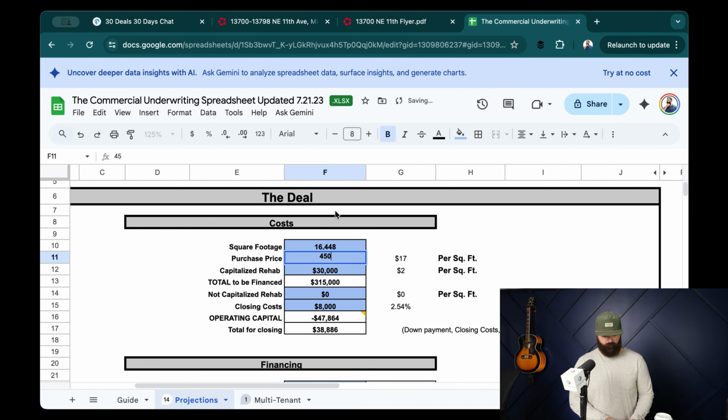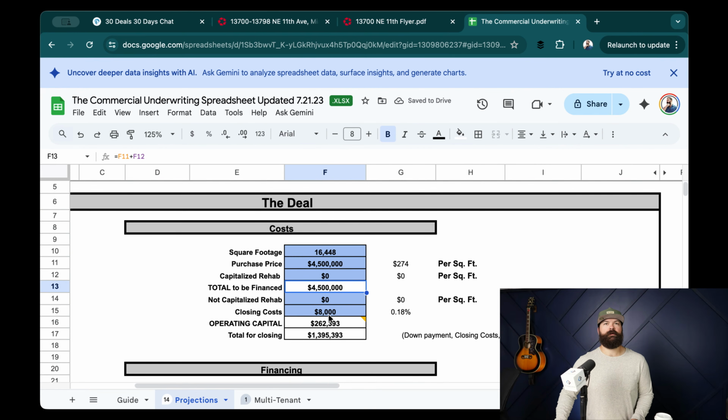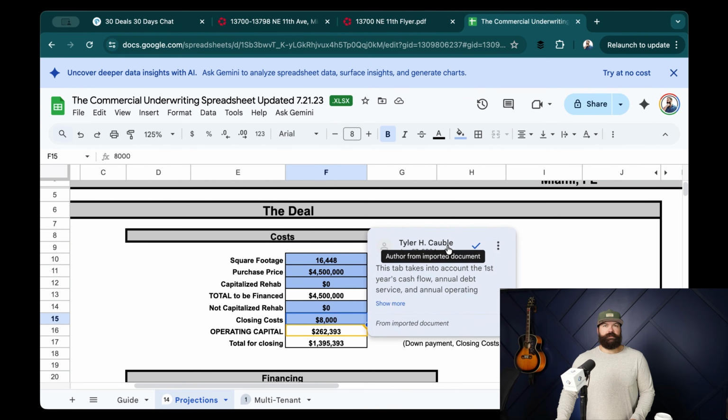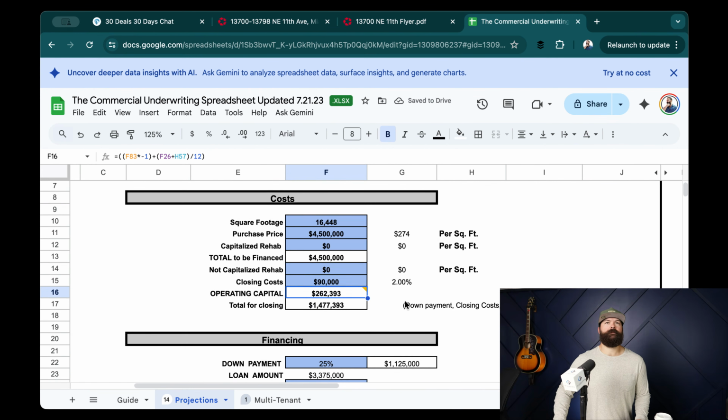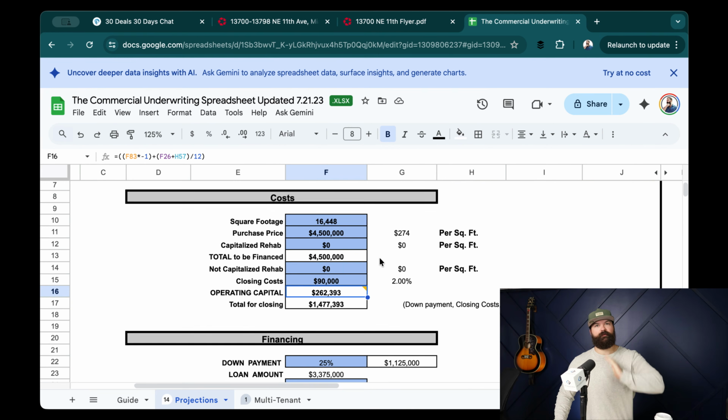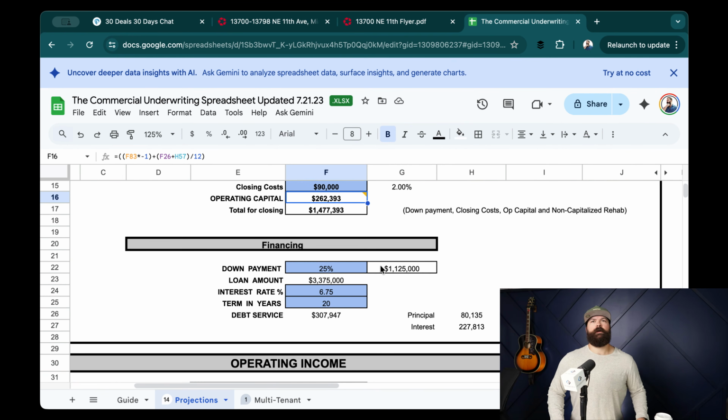They're asking $4.5 million. Let's do zero capitalized rehab for now. Closing costs, we want that to be closer to 2%. So, what was that, 90 grand? And we'll come back up here to the capitalized rehab because I need to think through that for a second. All right, down payment, I feel comfortable at 25%.